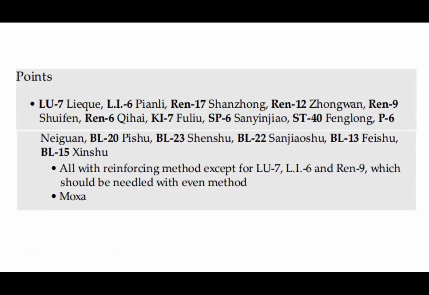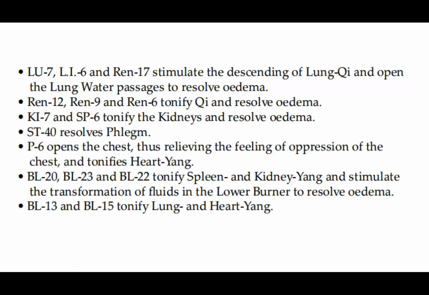Points: lung 7, Li 6, Ren 17, Ren 12, Ren 9, Ren 6, kidney 7, spleen 6, stomach 40, pericardium 6, bladder 20, bladder 23, bladder 22, bladder 13, bladder 15, all reinforcing except for lung 7, Li 6, and Ren 9, which should be needled with even method. And we can do moxa.